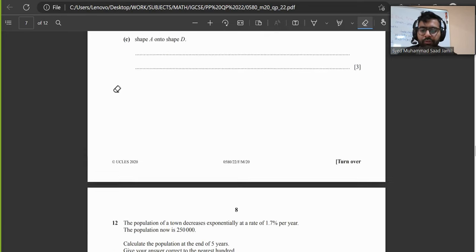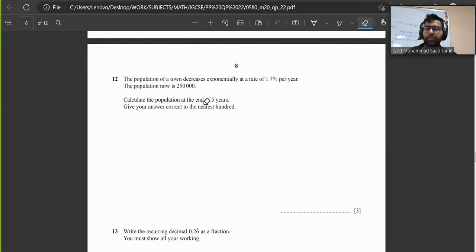Moving on to the next question. It says the population of a town decreases exponentially at the rate of 1.7 per year. The population now is 250,000. Calculate the population at the end of 5 years. We use the same formula which we use for compound interest. So the formula that we will be using over here, calculate the population at the end of 5 years.